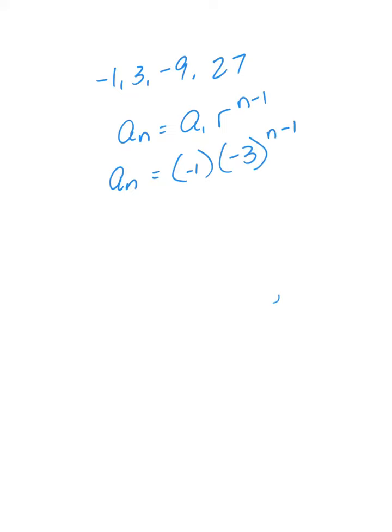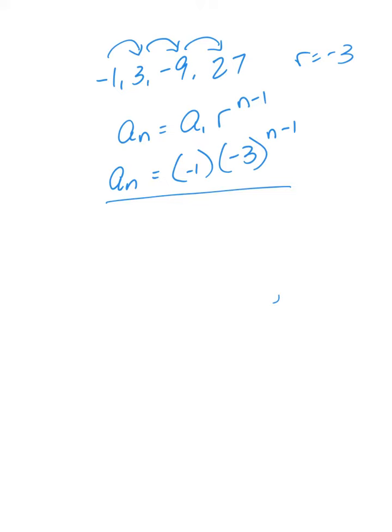You do not clean that up at all because that -3 has an exponent. You cannot multiply the -1 into it, okay? That is your explicit formula, okay? So R is -3 because we're multiplying by -3 each time to get the same one.